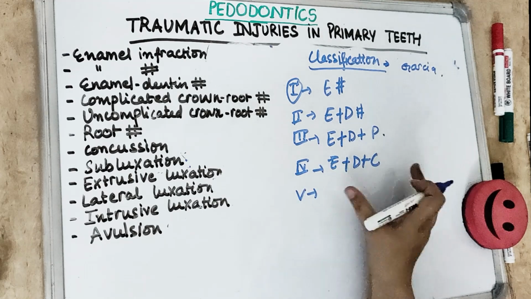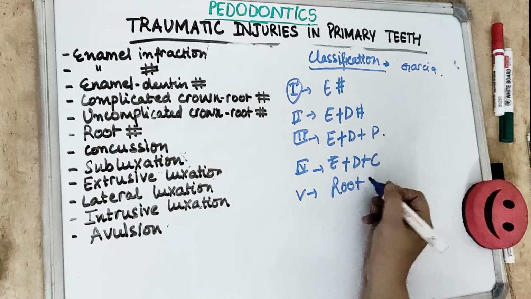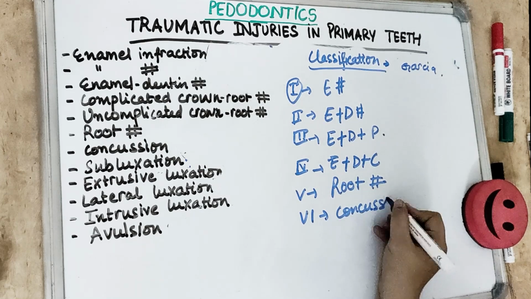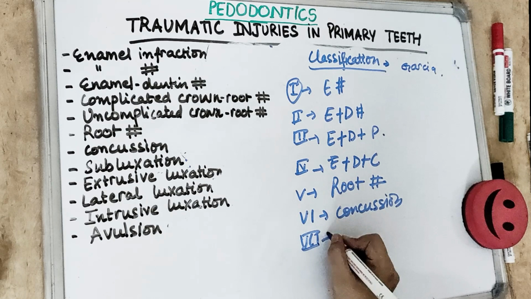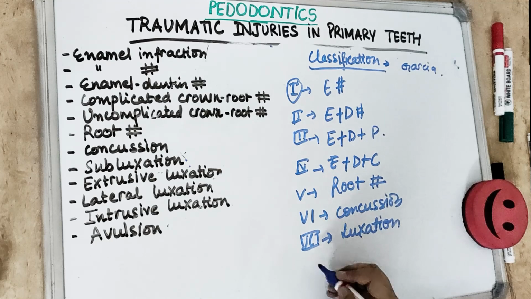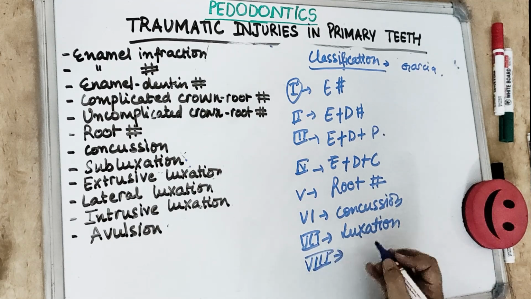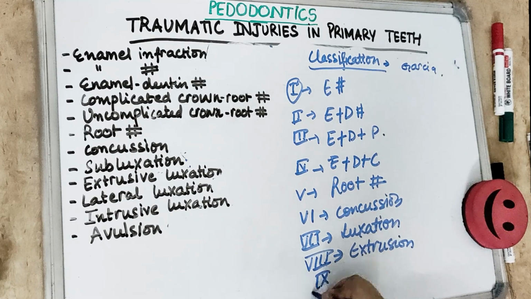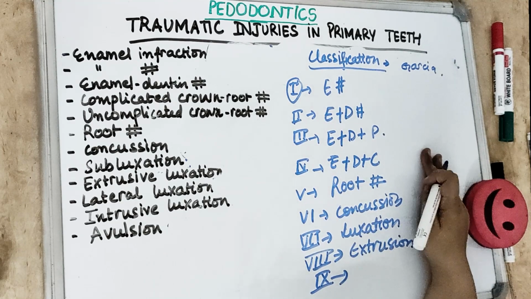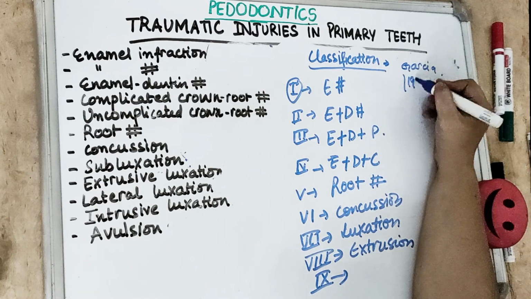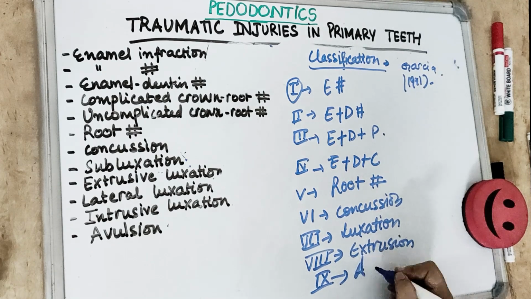Now 5 is the root fracture. 6 we have is the concussion. And 7th we have is the luxation. Now we all know these terms. And 8th one is the extrusion. So the tooth is extruded, extrusion. And the 9th one is the avulsion. This is not the Ellis classification. I am reminding you again, this is the classification of the fracture of primary teeth given by Garcia Godoy in 1981. So 9th one is the avulsion.